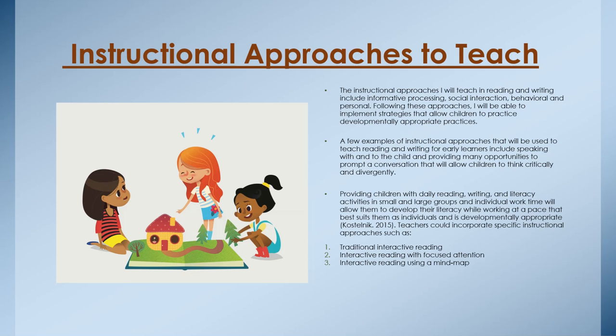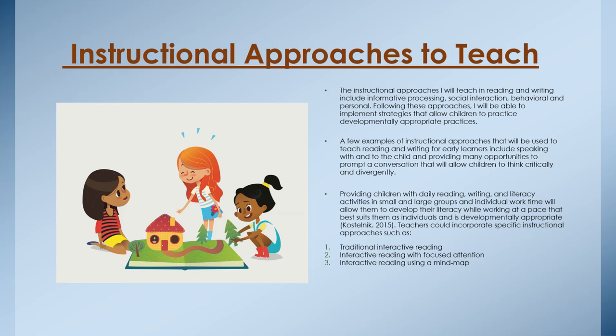A few examples of instructional approaches that will be used to teach reading and writing for early learners include speaking with and to the child, providing many opportunities to prompt conversation that will allow children to think critically and divergently. Prompting children with daily reading, writing, and literacy activities in small and large groups and individual work time will allow them to develop their literacy while working at a pace that best suits them as individuals and is developmentally appropriate. Kostelnik, 2015.